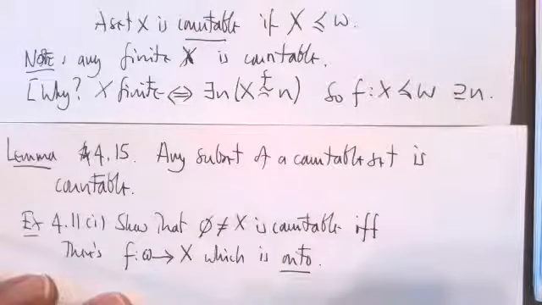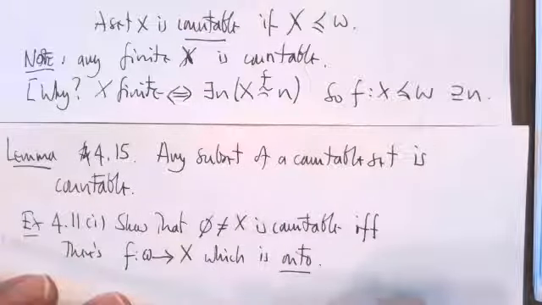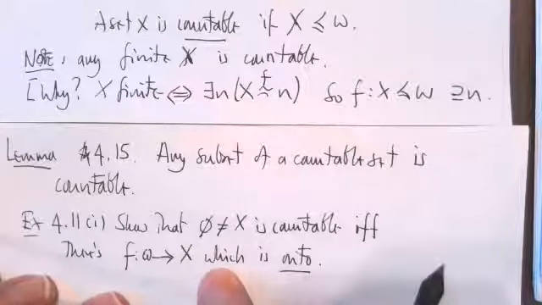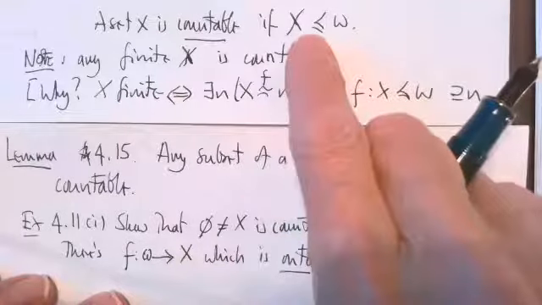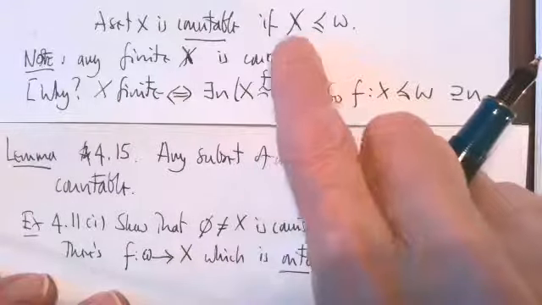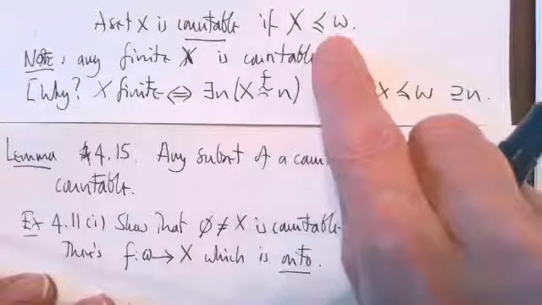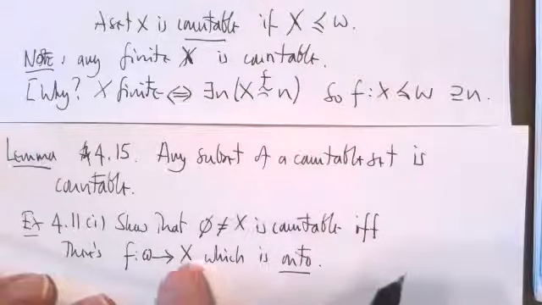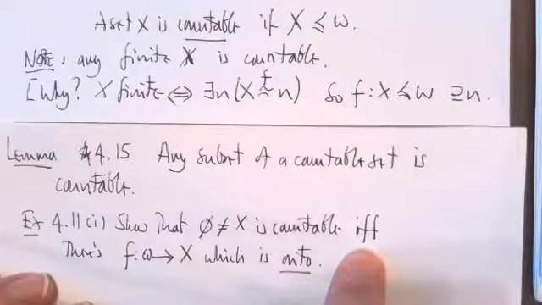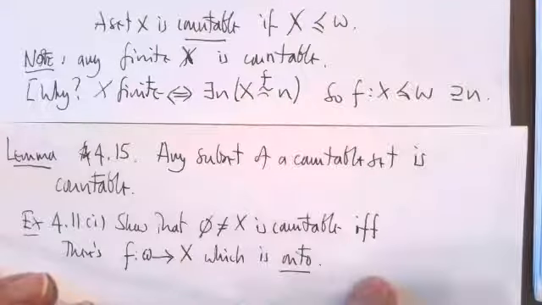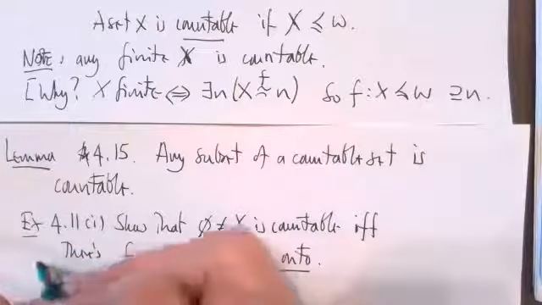So what you have to do then, if you're going from right to left, right here, you've got an onto map and you want to show X is countable. So that means you need a one-to-one map from X into omega. So convert your onto map from omega onto X into a one-to-one map in the reverse direction. That's the hard part here of this lemma, of this exercise.